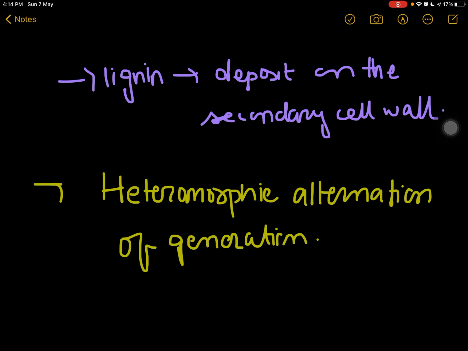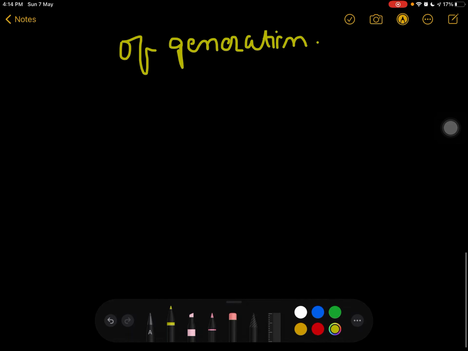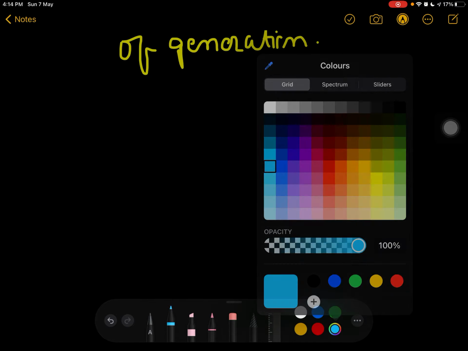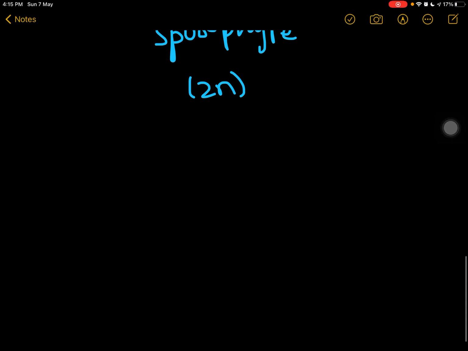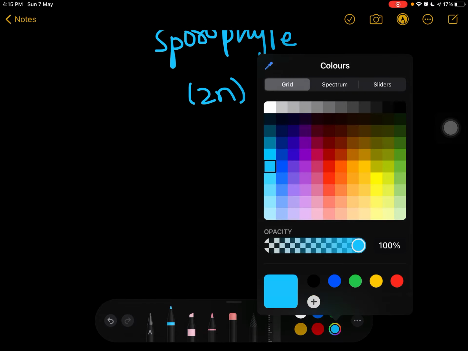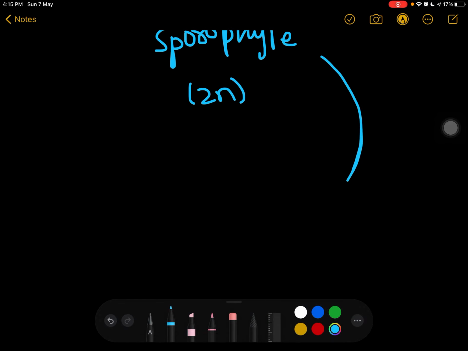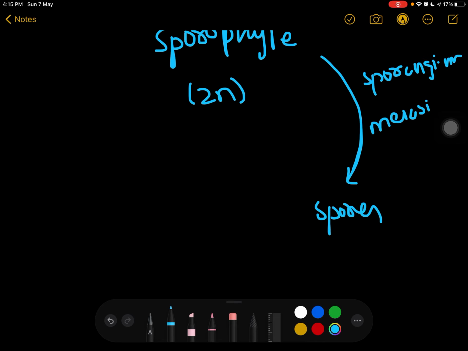Okay, what does that mean? Consider that we have over here a sporophyte generation. This sporophyte is basically 2n. Now it will form sporangium, and it will form spores by sporangium with the help of meiosis, right? And these spores are haploid.